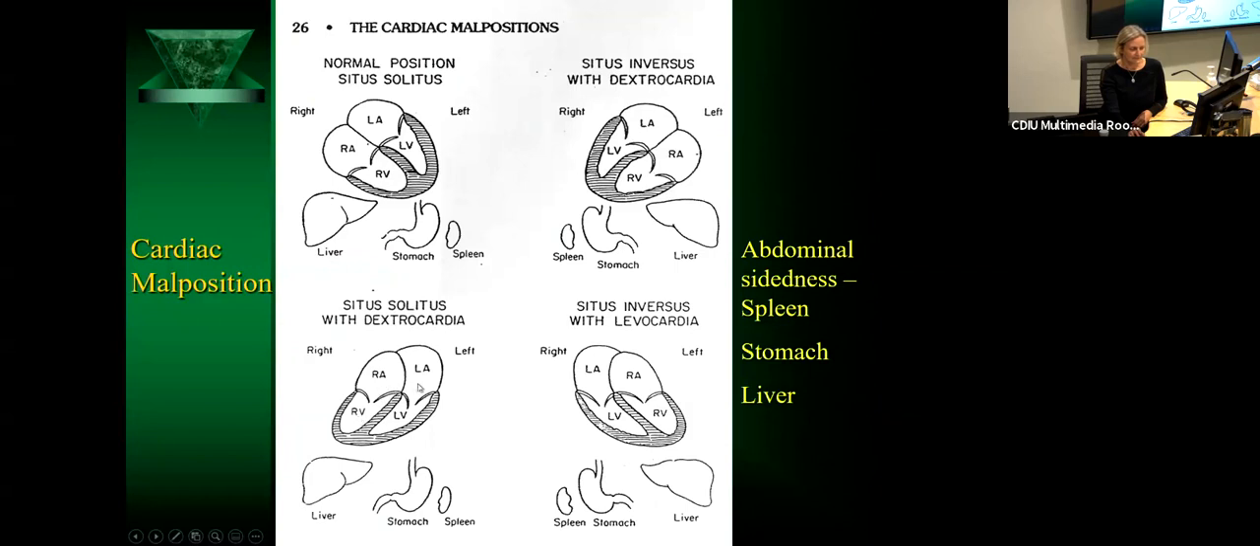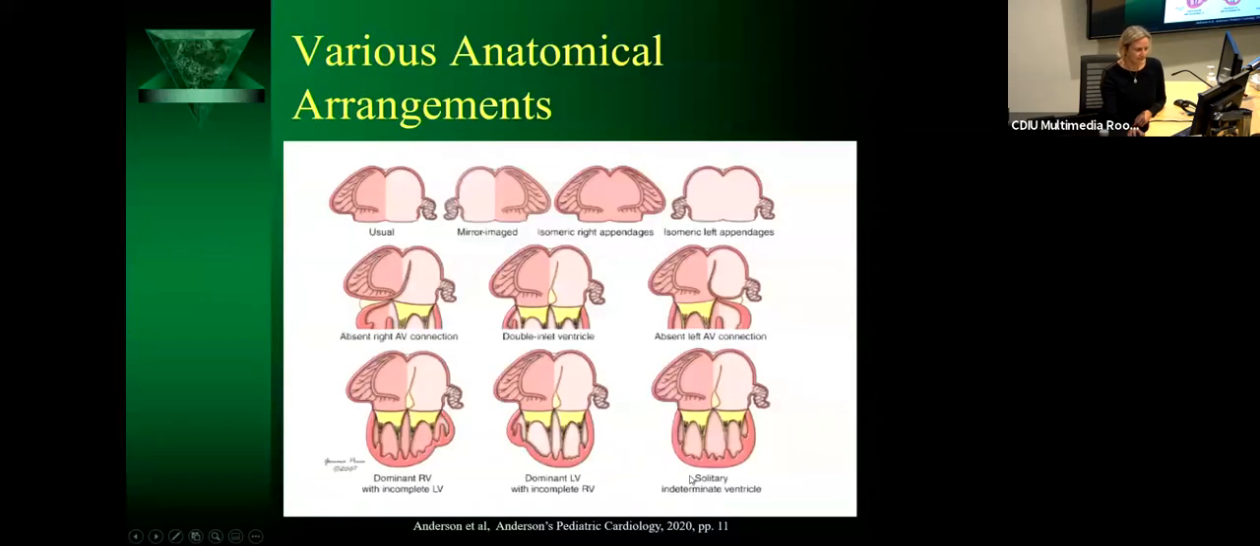Here is situs solitus, the usual arrangement, with dextrocardia. So the right atrium, right ventricle, left atrium, left ventricle, but the apex points to the right instead of to the left. The thoraco-abdominal organs are where they should be, whereas here is situs inversus, or mirror image, with levocardia. So the apex is pointing to the left. And these are mirror image, right? They're reversed. And these are mirror imaged down here.